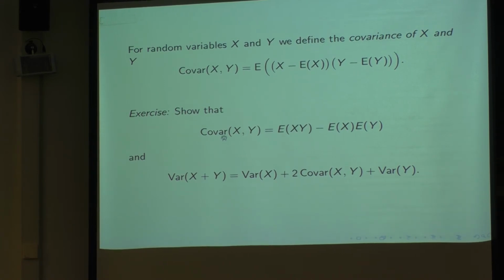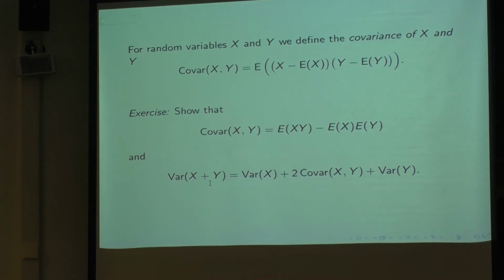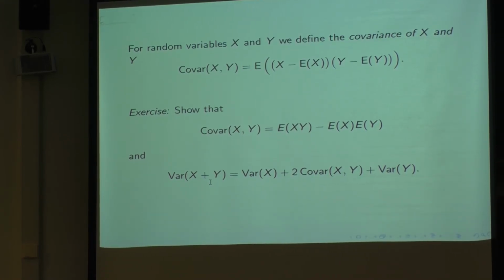But why do I worry about covariances? Because I want to know what's the variance of a sum of random variables. So suppose that I give you two random variables defined in the same probability space, and I ask you what's the variance of a sum, then your answer should be, if you haven't seen this before, it depends, right? It depends how these two random variables are related to each other.